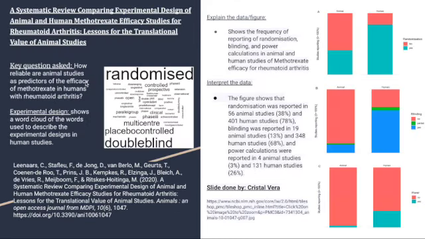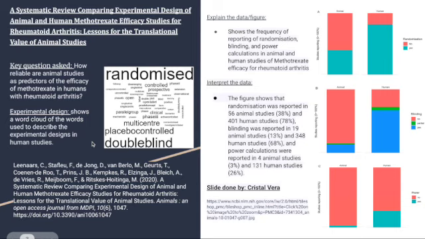The article that I chose for methotrexate was a systematic review comparing experimental design of animal and human methotrexate efficacy studies for rheumatoid arthritis, which are lessons for the translational value of animal studies. The key question asked is how reliable are animal studies as predictors of the efficacy of methotrexate in humans with rheumatoid arthritis? The experimental design, which is shown on the right, shows a word cloud of the words that were used to describe the experimental designs in human studies.